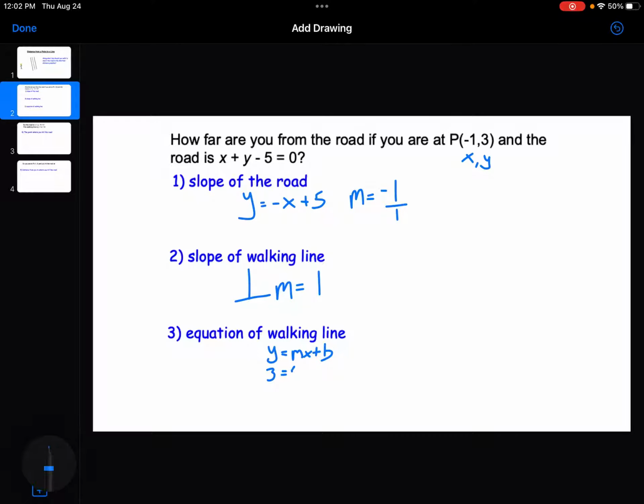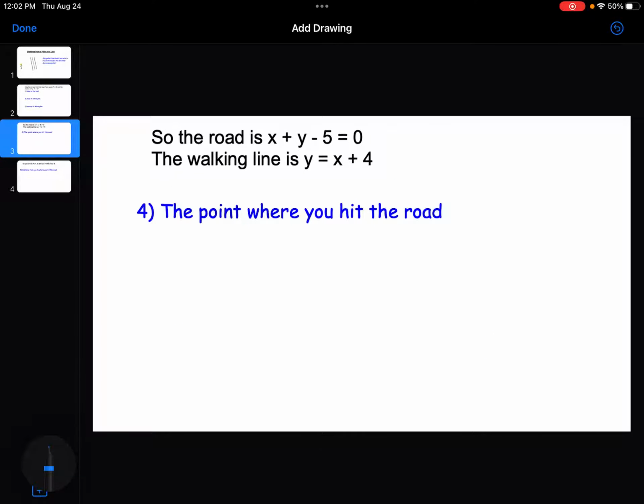Okay, so we're subbing in here. We're going to get 3 = 1 times -1 + b. That's going to be 3 = -1 + b, and b is equal to 4. From that, I've got my slope and I've got my b value. I can then write, therefore, y = x + 4. There's my equation.